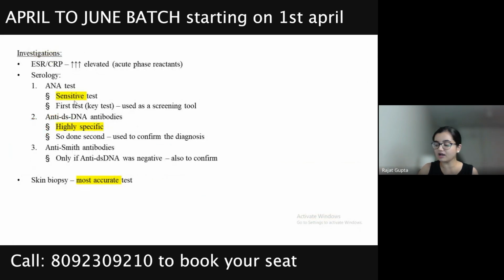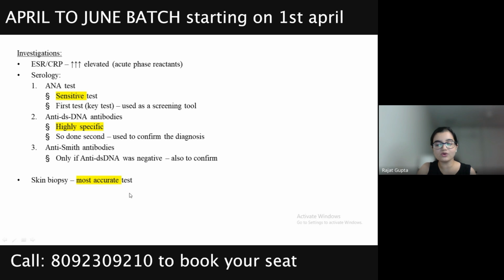Okay. Now, investigation will find that ESR or CRP will be high. Serology, as we already discussed, it's ANA, anti-dsDNA, and anti-Smith antibody. In this, what we need to remember is ANA is sensitive. It is the first test, but it's not specific. Specific test will be anti-dsDNA. Okay, so anti-Smith antibody is only done if anti-dsDNA was negative and you're suspecting SLE, and that's when you do anti-Smith antibody to confirm the diagnosis. But even in this case, the most accurate test will be biopsy, skin biopsy.